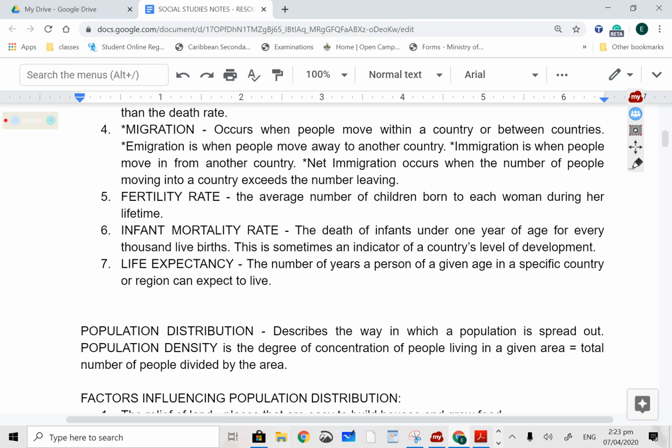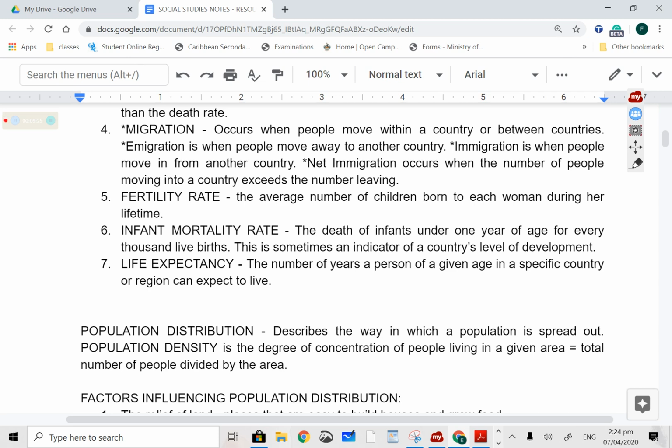because if we have a very small infant mortality rate, it means that our country is being able to supply the needs of its citizens, of its community, in terms of healthcare, in terms of all the different things pertaining to having a healthy society. Life expectancy, the number of years a person of a given age in a specific country or region can expect to live.